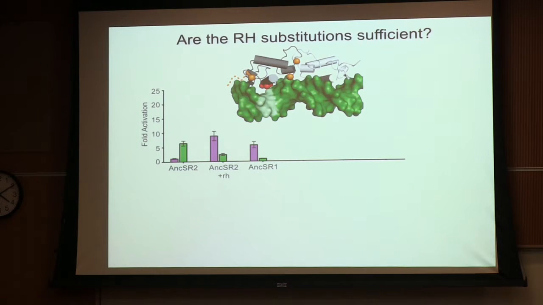Okay. Now, I showed you only a backwards experiment in the derived ancestor, going back at these three key sites to the ancestral state. But we'd also like to know, are these three historical substitutions sufficient to explain the evolution of the new specificity? And the experiment there is putting the derived states into the ancestral SR1 background. And here we expect to be able to go from ERE specific to SRE specific. And we get from this a DBD that does not activate on either.